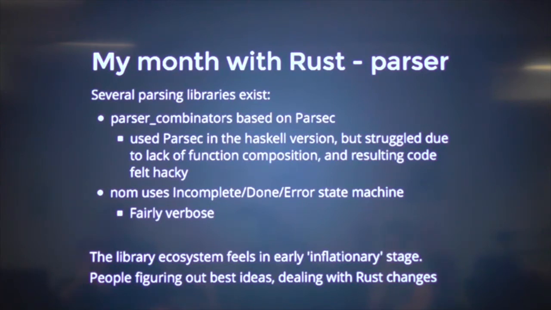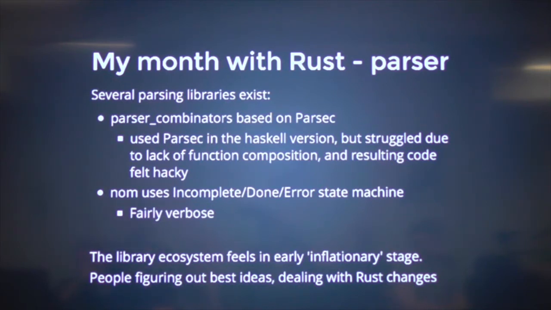There's one called nom, which uses sort of a state machine using either incomplete to indicate it needs more input, done, or error. I switched halfway through to write using that, and the code was getting very verbose, and I didn't really like writing it, so I gave up on that. And that's where I am at the moment. I've tried writing this using two parsing libraries. I don't know if I like either of them. There were some more I haven't tried yet. But this is something you'll probably encounter when doing some Rust.